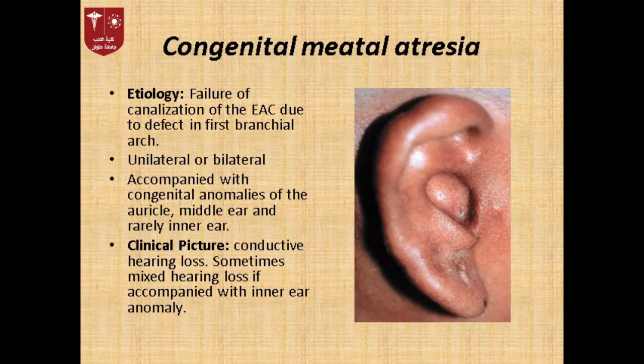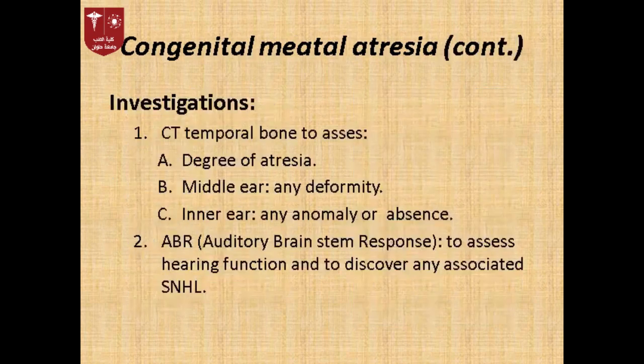There are different grades of congenital meatal atresia, ranging from meatal stenosis to complete atresia. The clinical picture of meatal atresia is conductive hearing loss. Sometimes it's mixed hearing loss if it's accompanied by inner ear anomalies. What are the investigations needed for a case of congenital meatal atresia? Number one, CT temporal bone.